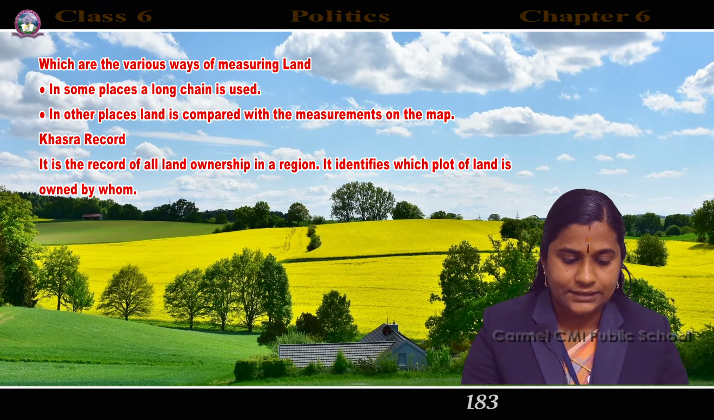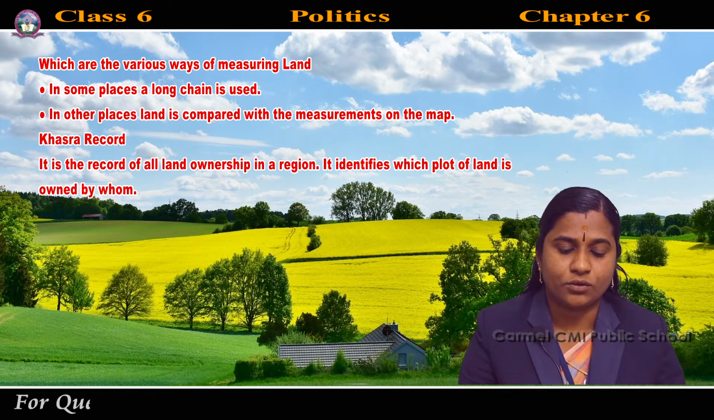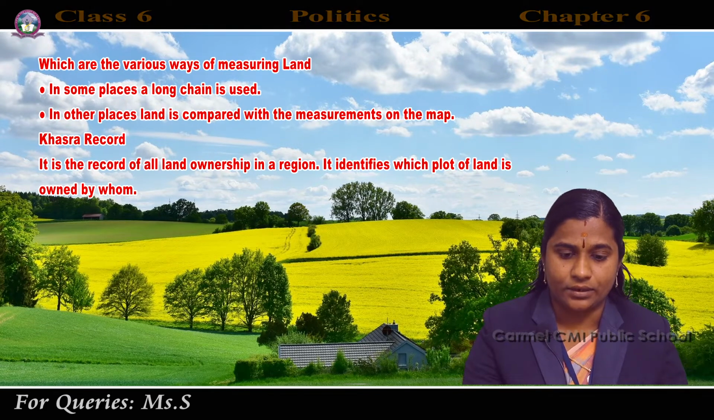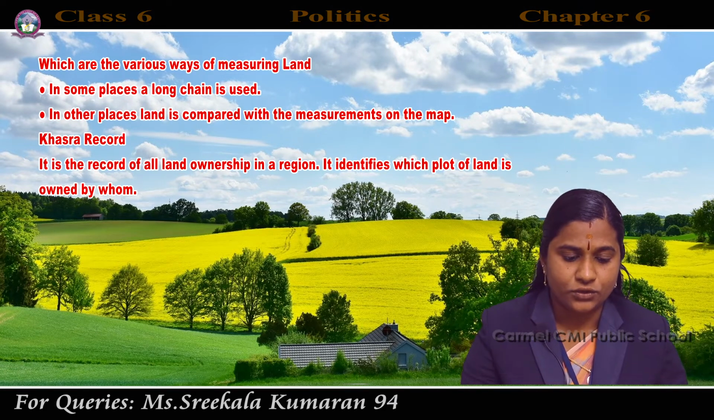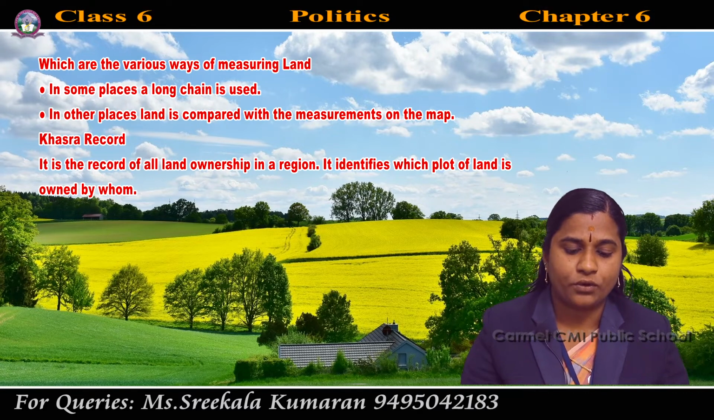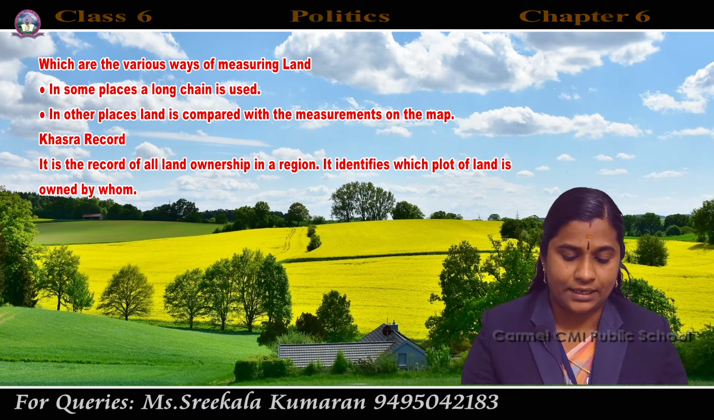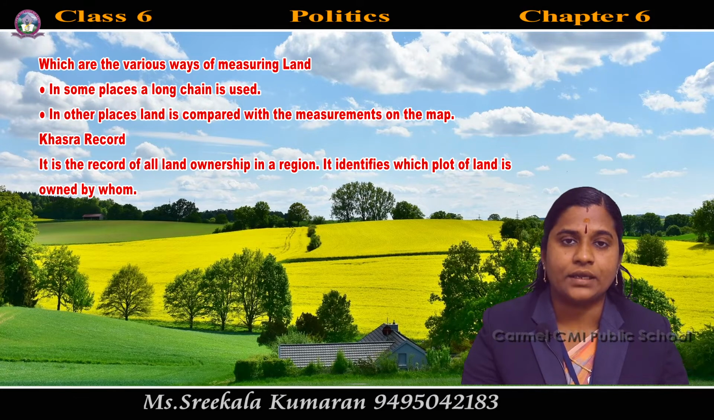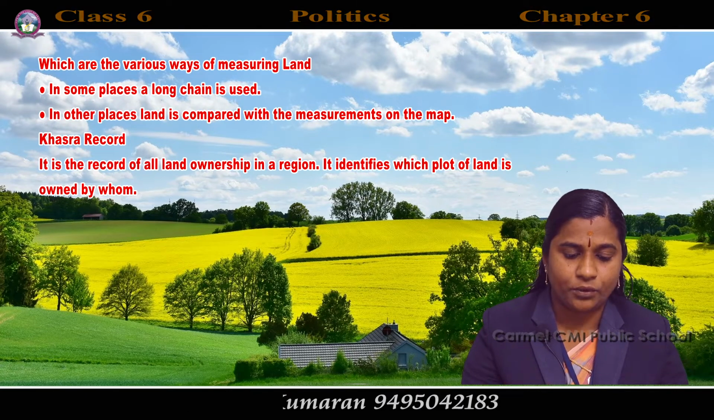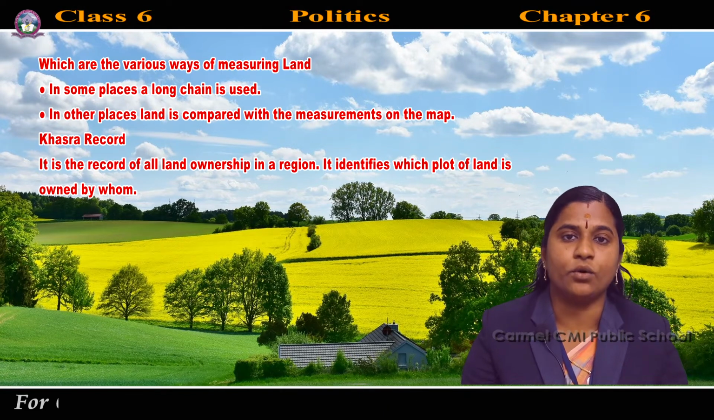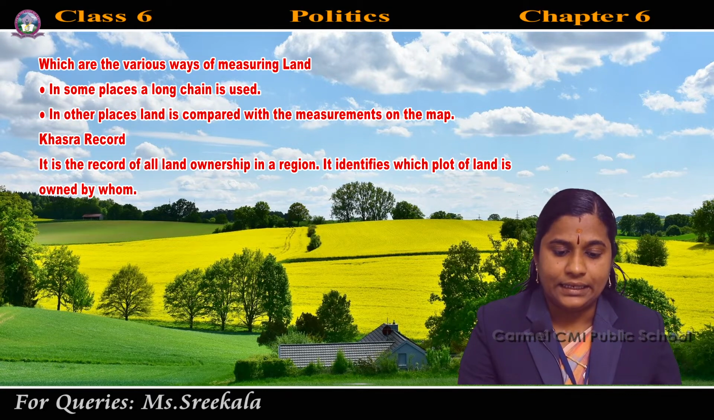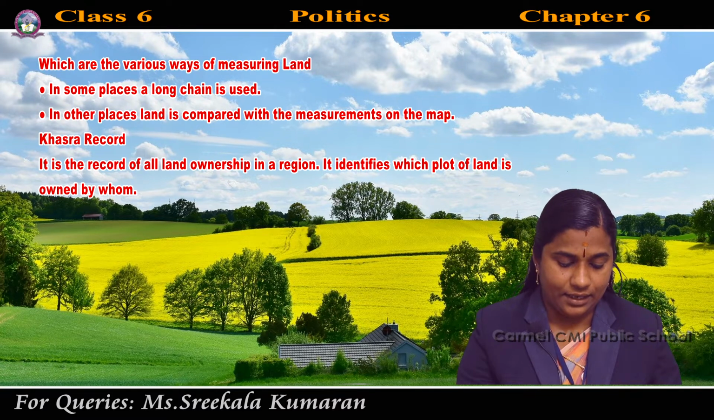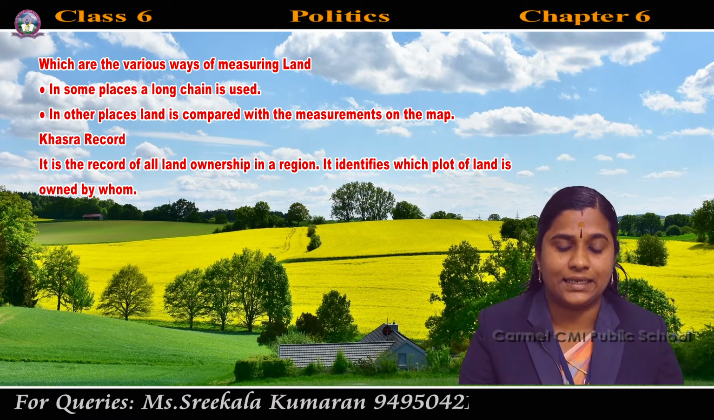And here it identifies which plot of land is owned by whom. So the Kasra record, the part of this record maintained by the village officer, identifies which plot of land is owned by whom. With the help of this record, we can identify which plot is owned by whom. Then the map and the corresponding details from the register are given here.